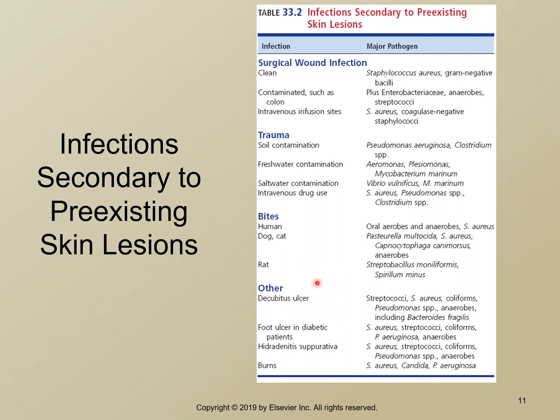And finally, other types of secondary skin infections include those associated with immunosuppressed patients, such as decubitus ulcers or bed sores, or foot ulcers. So these are usually associated with diabetics. And then, of course, with burns, you can have various organisms. But as you see from each of the categories of infections, a major pathogen always is Staphylococcus aureus.